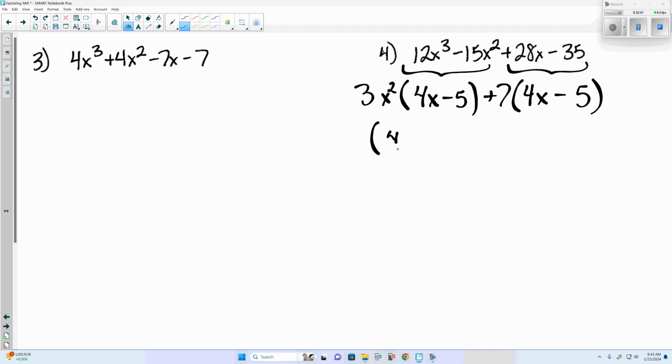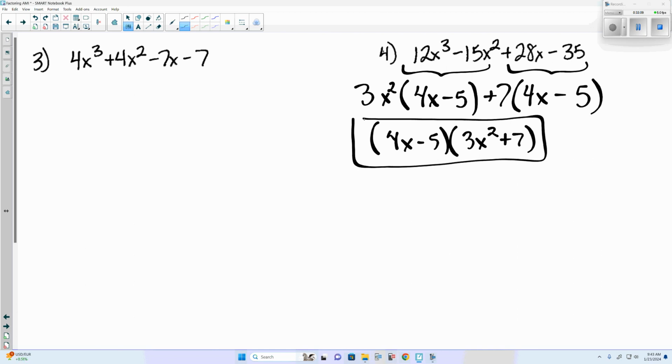Now at this point, we can factor the 4x minus 5 out of both, giving us this here, 4x minus 5 times 3x squared plus 7. Now, if you saw the greatest common factor out of 12x cubed minus 15x squared, you can do that one first. Either or.